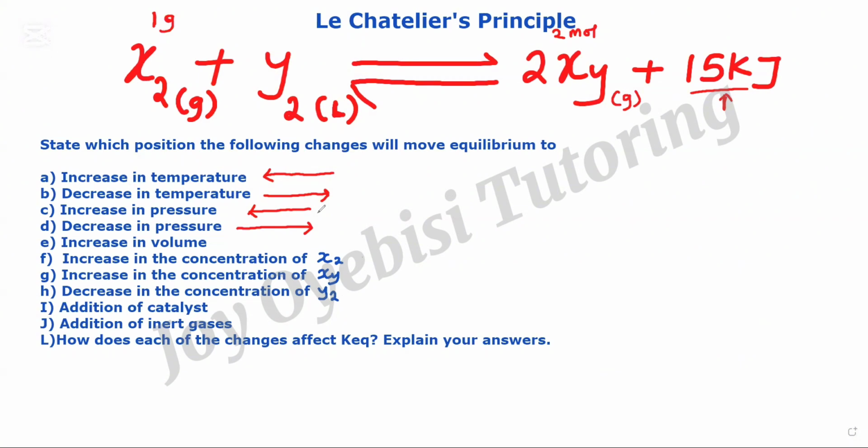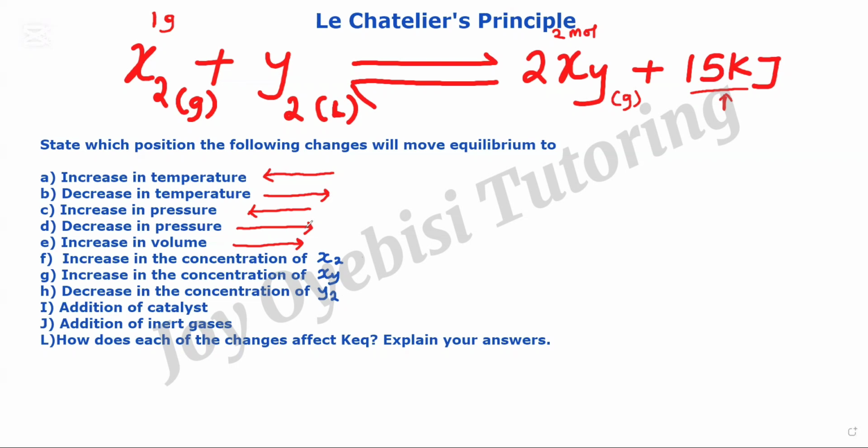Now, increase in volume is going to do the opposite of increase in pressure. The reason is that pressure is inversely proportional to volume according to Boyle's law. So when pressure increases, volume tends to decrease, which means increase in volume is going to favor the side with more molecules of gas. It does exactly the opposite of what increase in pressure does.